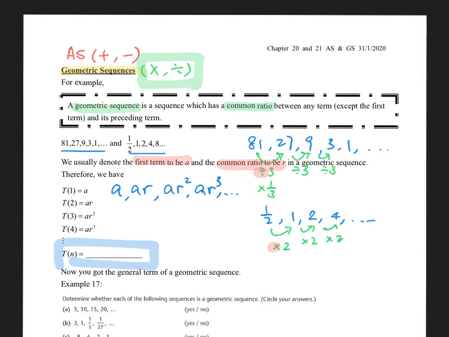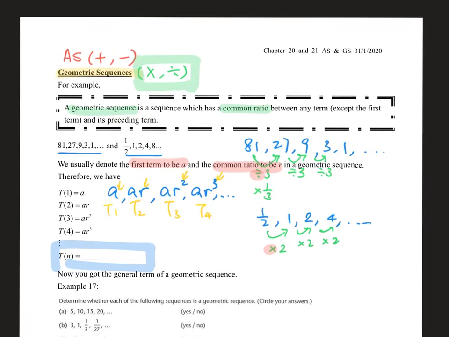So we still use the notation as follows. For T1, there is no r. T2 has r to the power 1. T3 is ar to the power 2, a r squared. T4 is ar to the power 3. So can you make a guess now, what should be the function Tn, the general term of GS?